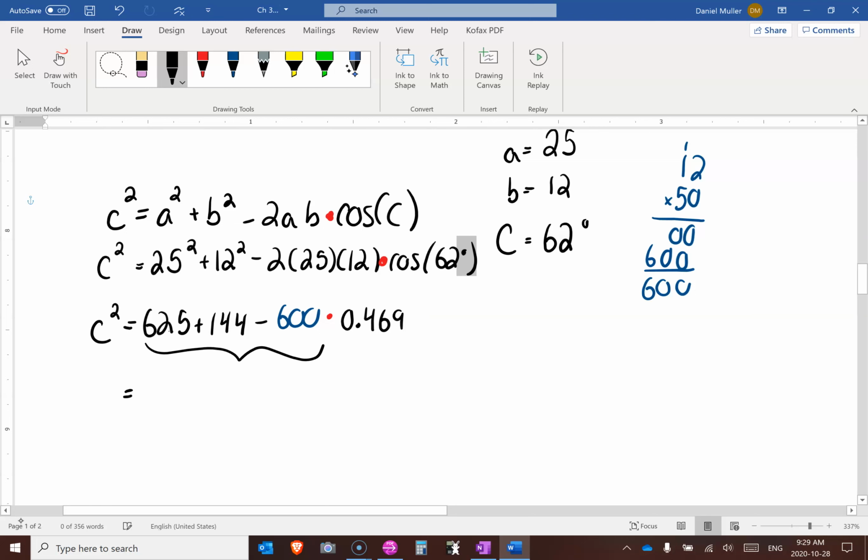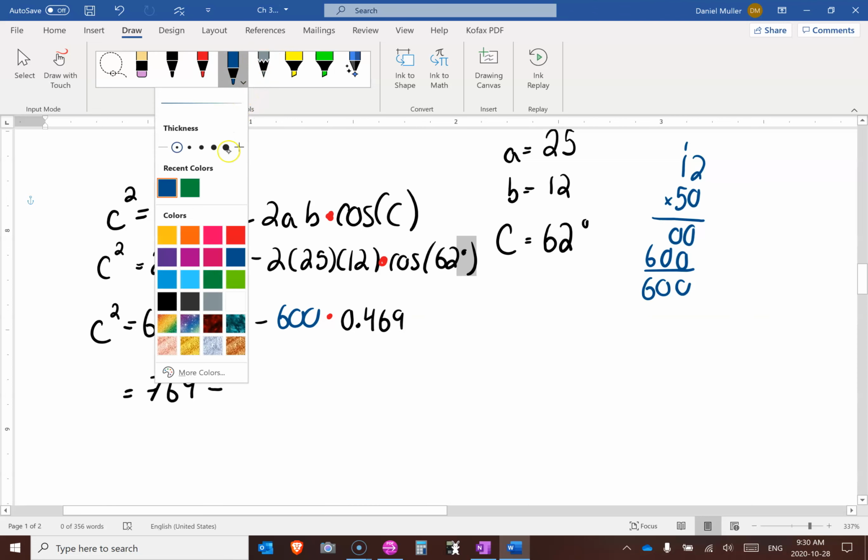Now, a lot of people like to add those all up. However, we actually have to remember that BEDMAS says we need to multiply these first and then do the adding. But I'm okay to add those because they're off to the side anyways, as long as I don't touch that 600 unless it's being multiplied. Okay, so 769 minus 600 times 0.469.